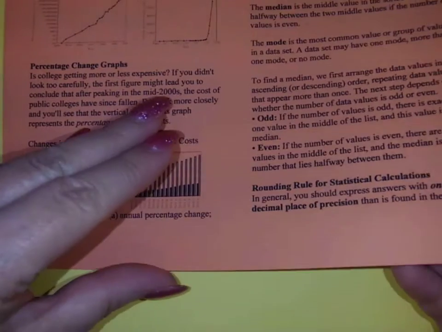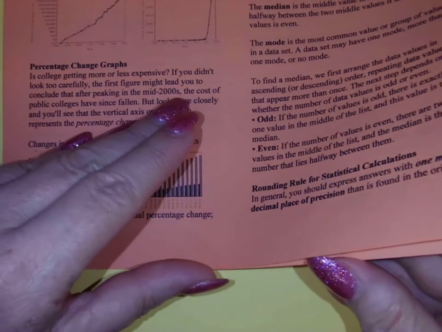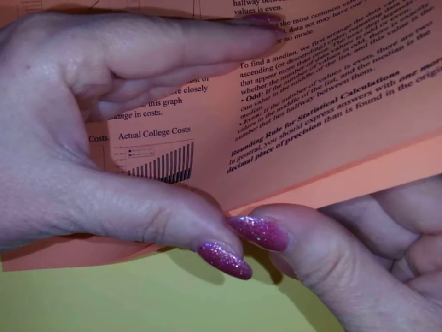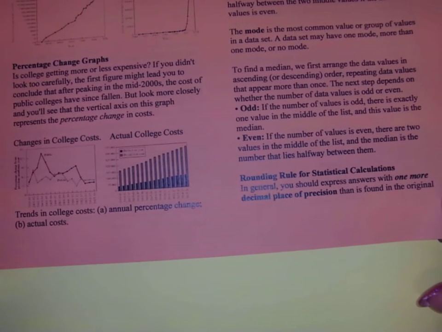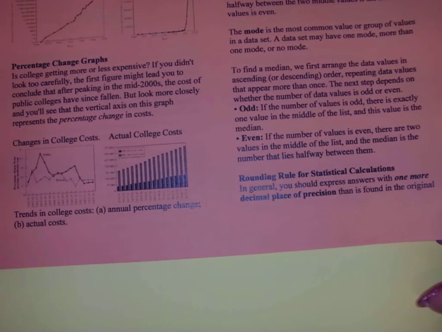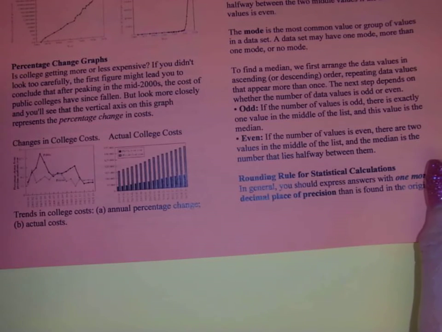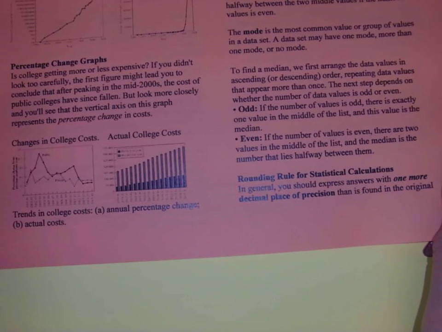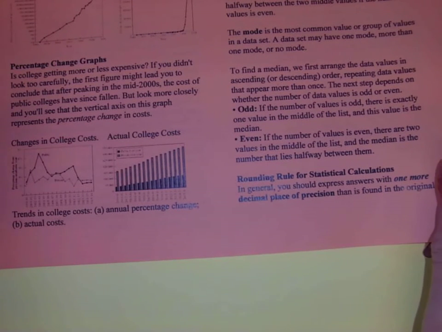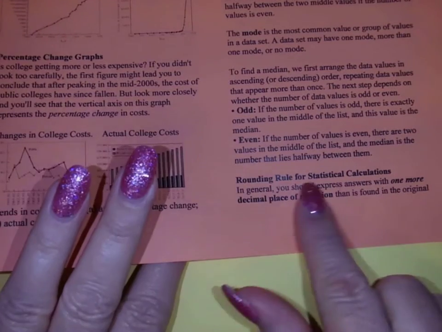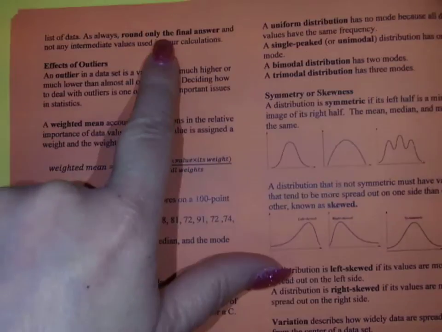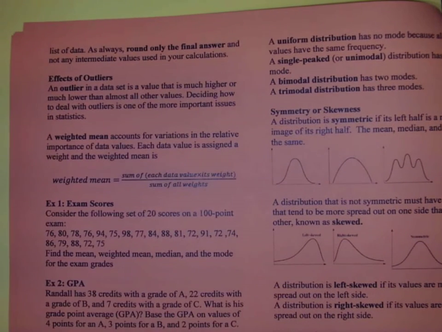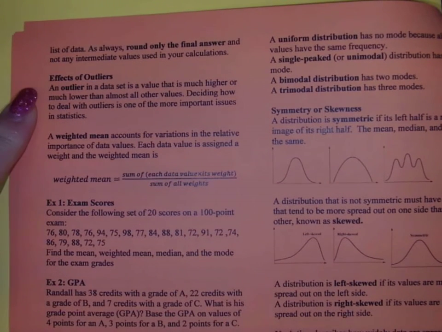The other thing we'll talk about is the rounding rule for statistical calculations. In general, you're going to express your answers with one more decimal place of precision than you found in the original. So if you have whole numbers, then you'll do 1 decimal place. If you already have 1 decimal, you'll do 2 when you're rounding. That's what you're looking for, okay? And remember, you only round the final answer. Don't round answers in the middle, always at the end.